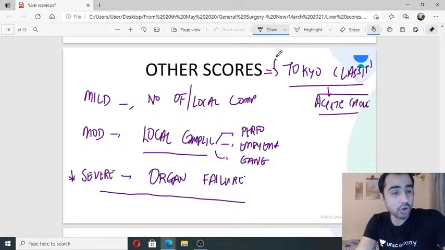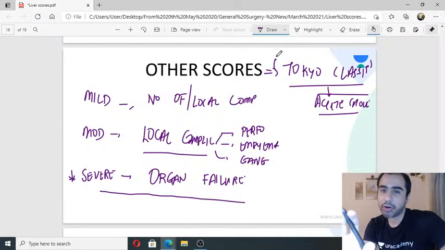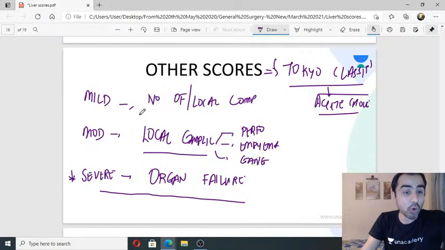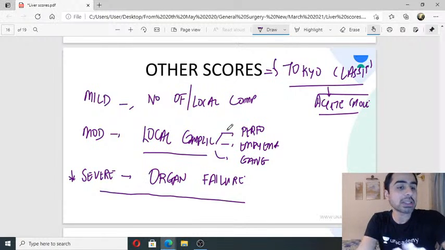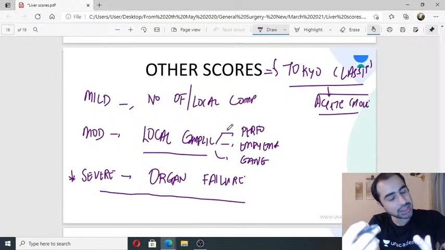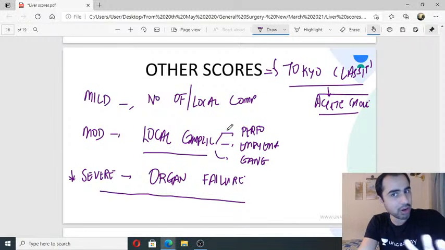Gallstone ileus is not included in Tokyo classification. Okay, because it's not a local complication, so it's not a part of Tokyo classification. Because in gallstone ileus there is no cholecystitis. The cholecystitis is gone, so it's not a component of Tokyo classification.